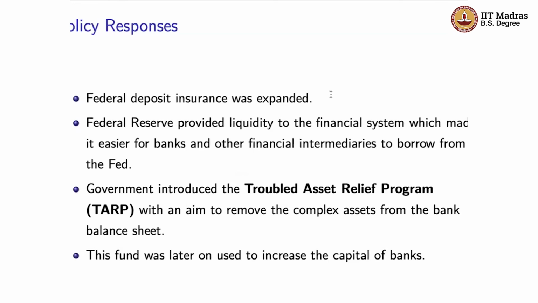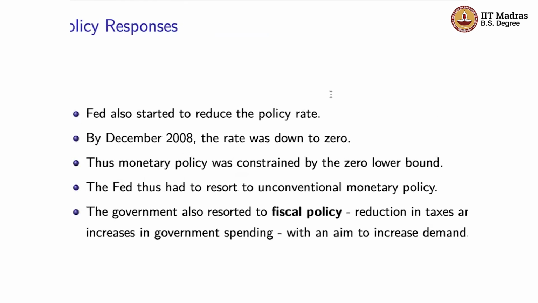The government also introduced some programs whose aim was to remove these complex assets, these mortgage-backed securities, from the bank balance sheet, right? And this was later on used to increase the capital of the banks. There were also changes done in the monetary policy and the fiscal policy. So we'll discuss these things in detail later on. But basically, the Fed has an effect on the interest rate in the economy, and they took actions to reduce this interest rate so as to make it easier to borrow, right?